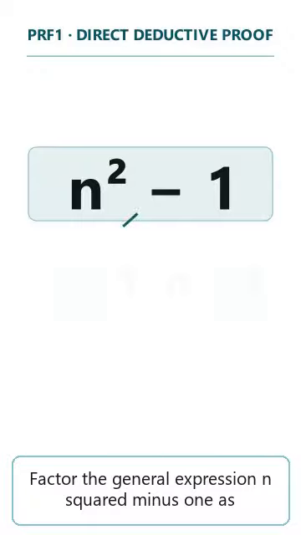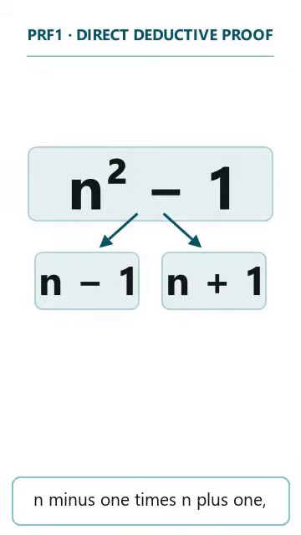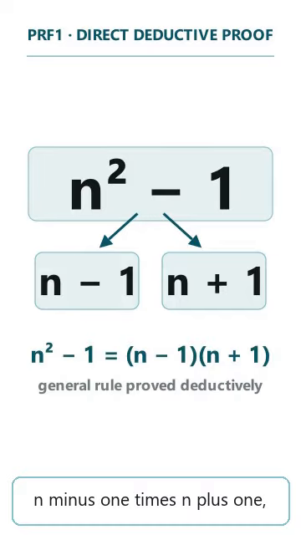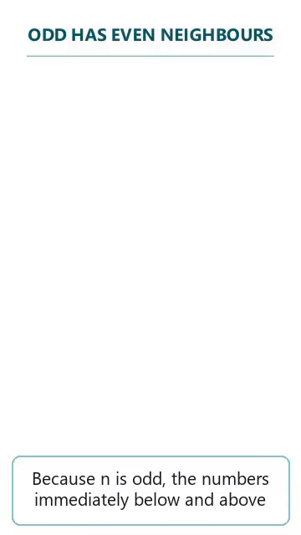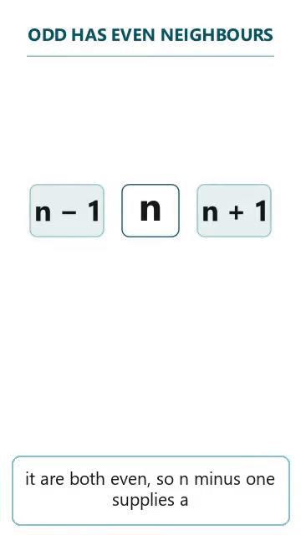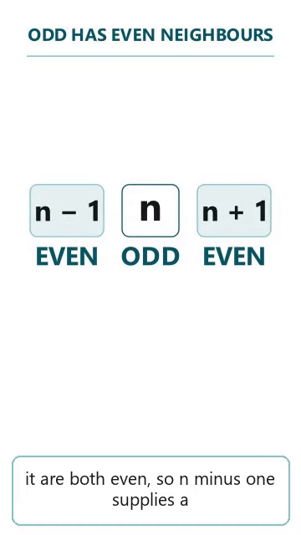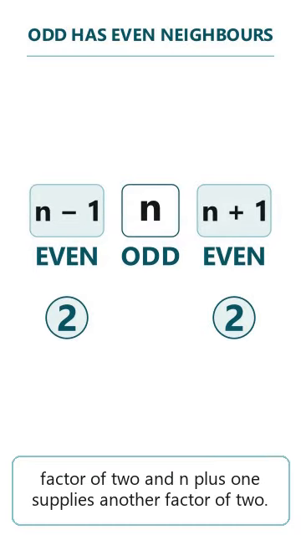Factor the general expression n squared minus 1 as n minus 1 times n plus 1. Because n is odd, the numbers immediately below and above it are both even. So n minus 1 supplies a factor of 2 and n plus 1 supplies another factor of 2.